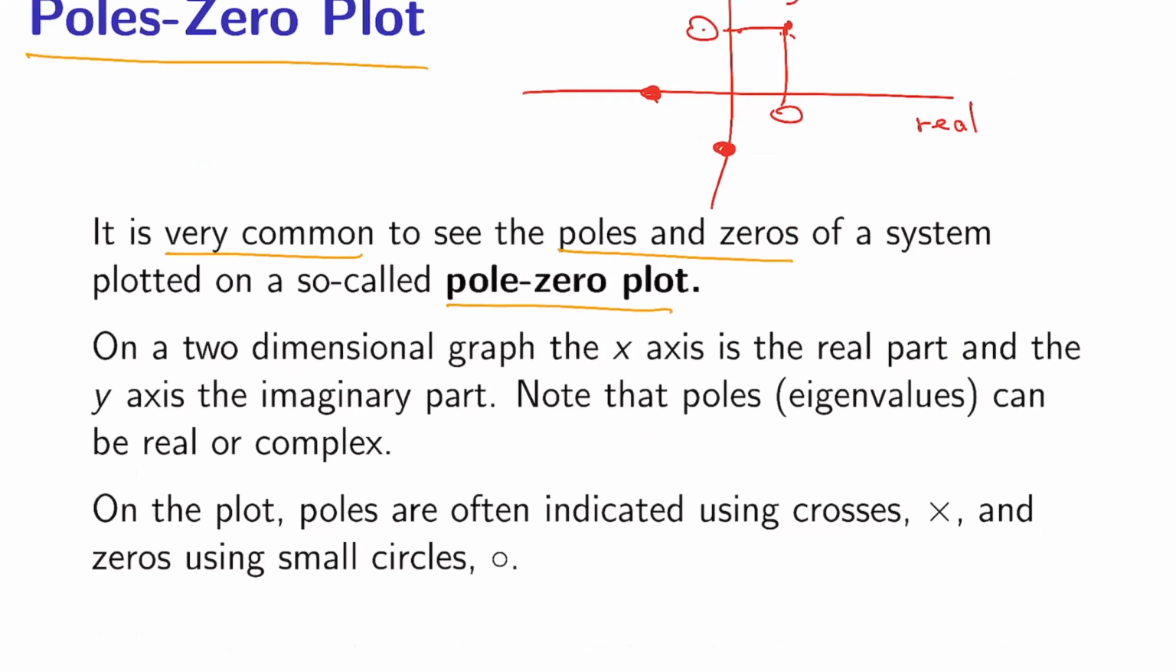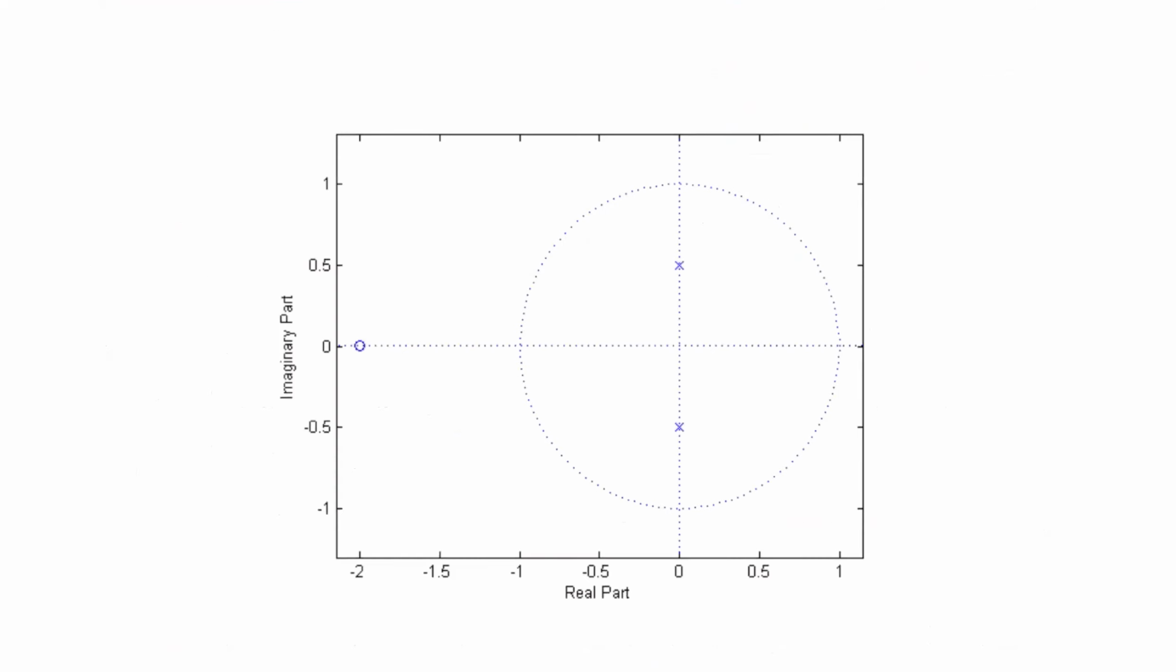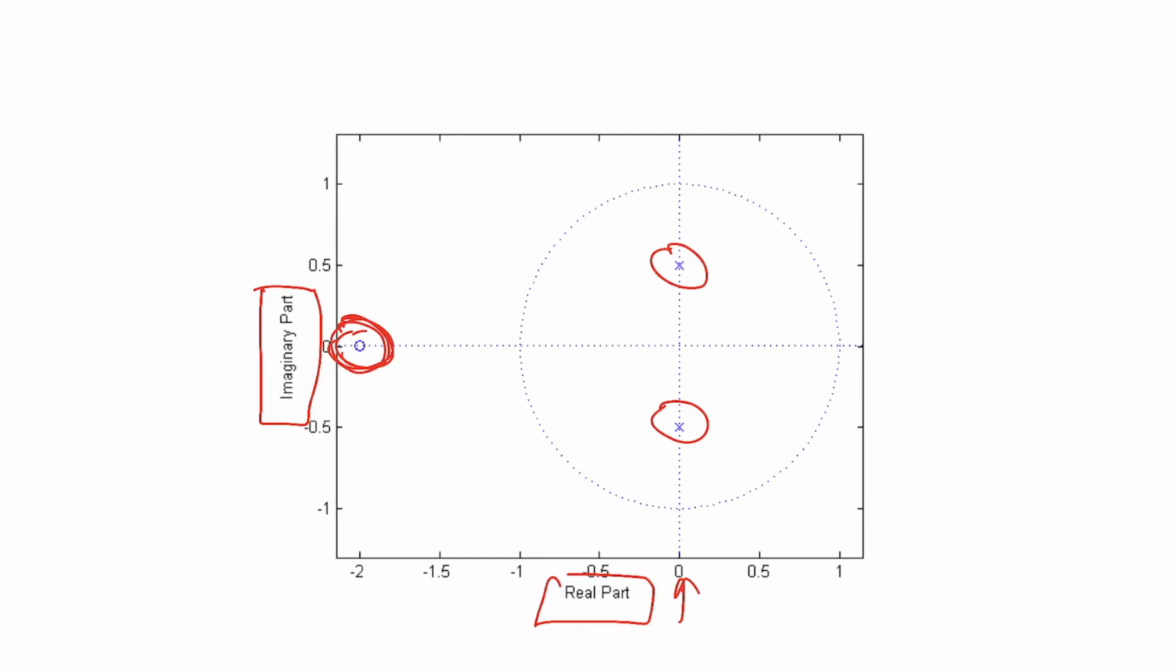Also, by convention, the poles are often indicated using crosses and the zeros are often indicated using circles. All right. So you might see something like this. Okay. So here's the imaginary part and then here's the real part. So here are two poles, and there's a 0 down there. All right. So the two poles are on the imaginary line itself. They have imaginary components, but no real component. The zero, which is the root of the numerator, has a real part only, and it's sitting on the real axis. Okay.